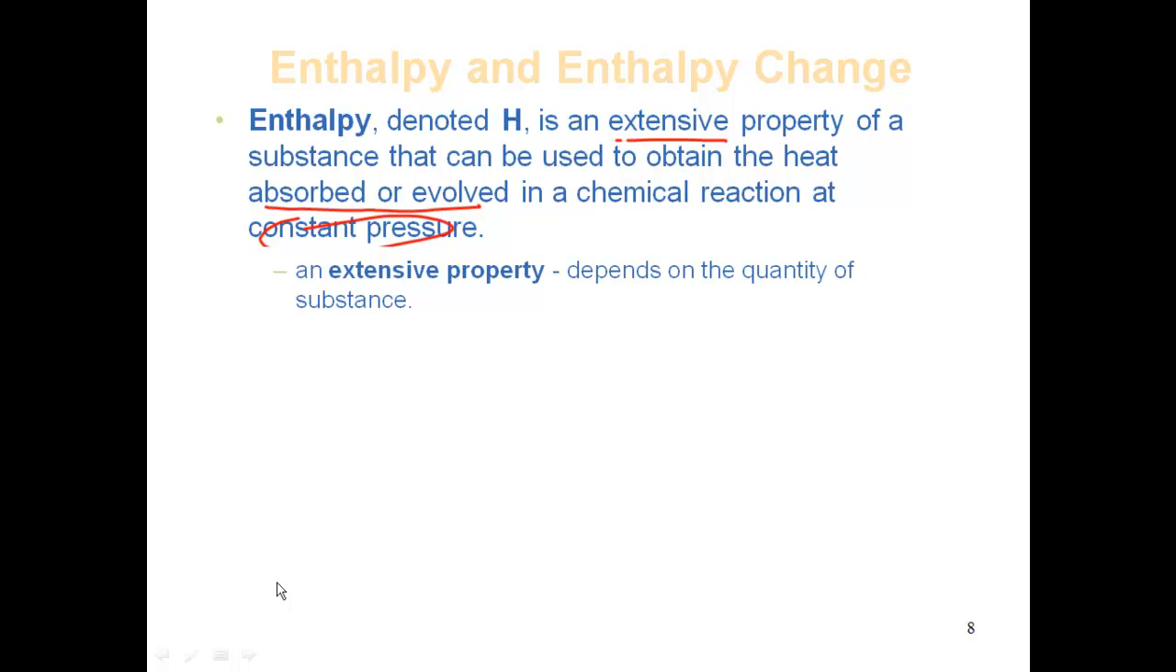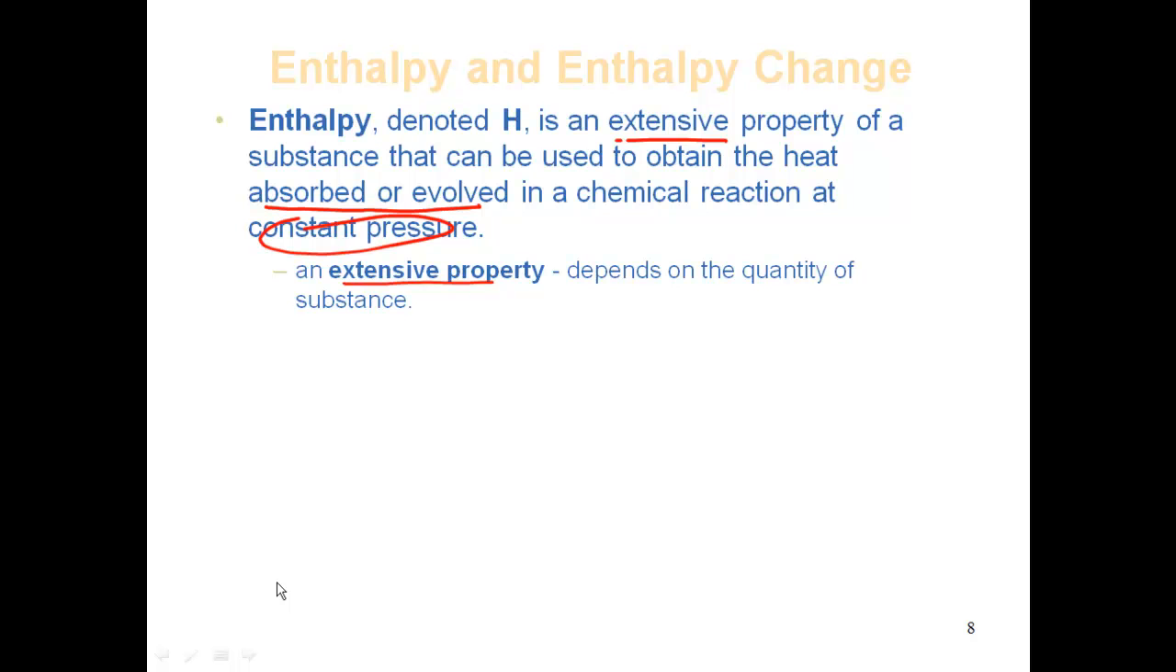Examples: the mass of something depends on how much there is. The volume of something depends on how much is there. Another extensive property is enthalpy. It depends on the amount of substance there. If I have a ton of wood compared to 100 grams of wood, which one's going to generate more heat? Since I have more substance in my ton of wood, obviously my ton of wood is going to generate more heat, hence an extensive property. So enthalpy, dealing with heat, is an extensive property. It depends on the amount of substance there as to how much heat is going to be generated.